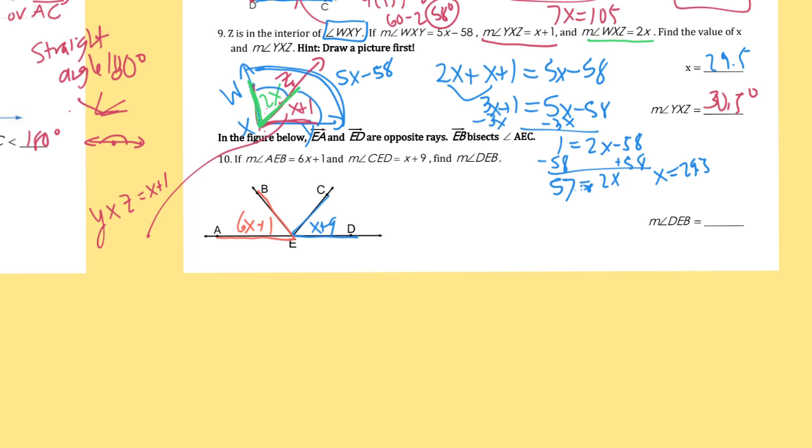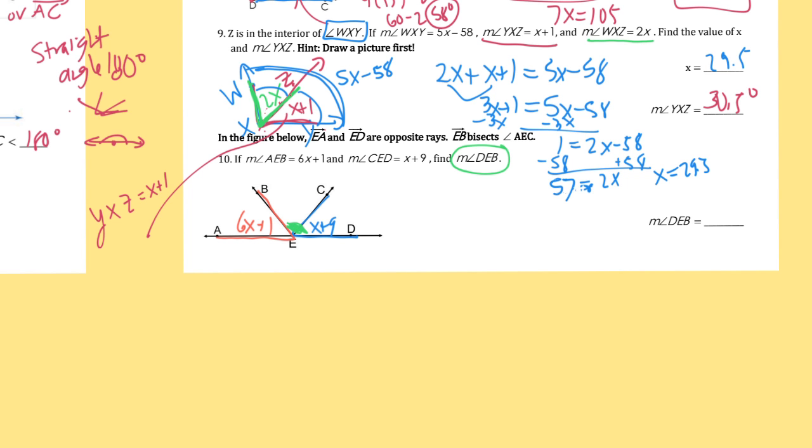Pause a second. Let me think about this. I think I botched something. AEB is 6x plus 1. CED is x plus 9. Okay. Oh, you know what? If you don't read what's up here, you're going to struggle. Okay, we're supposed to find the measure of DEB. We're supposed to find this, but it doesn't seem like a hard question.